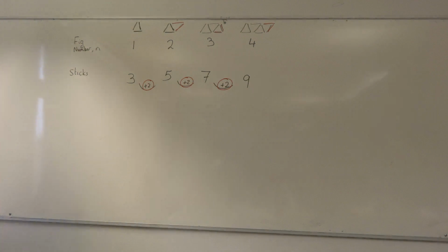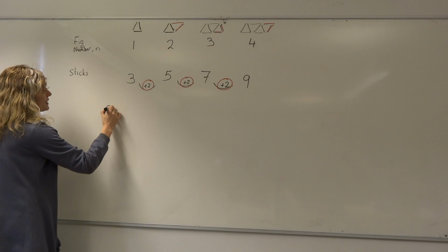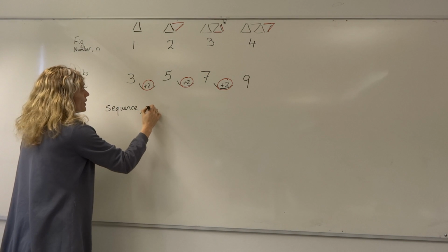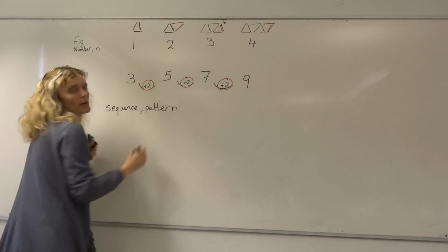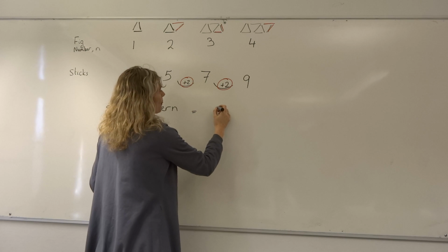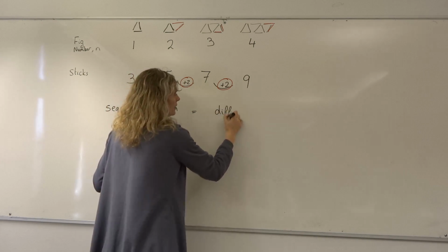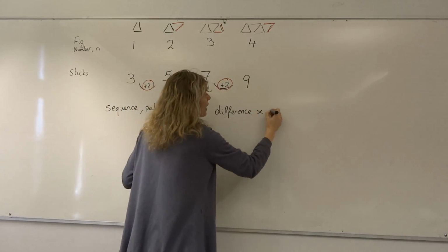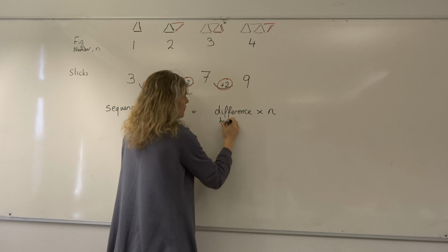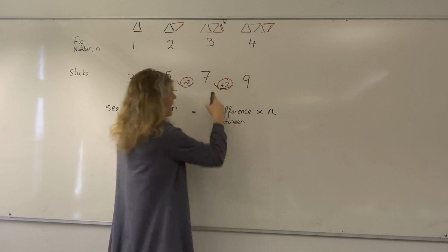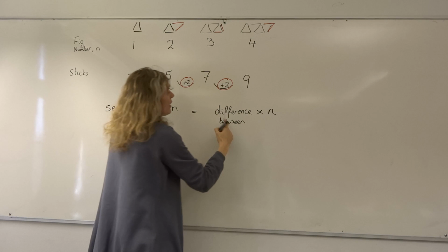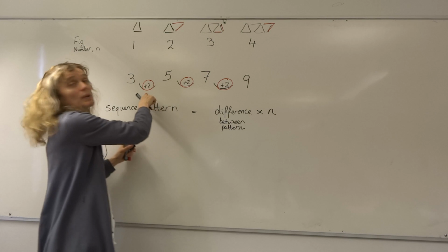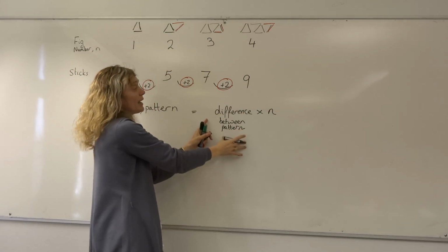And the formula for finding the sequence of the series, finding the pattern or the sequence, it's got a really nice formula. We say that it is the difference between each of the patterns multiplied by n. So the difference between the patterns. And this only works if it's always the same number. If the difference between the patterns is always one number, like here it's plus 2, plus 2, plus 2, we can put that number in front of n.